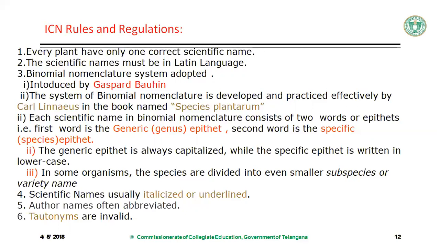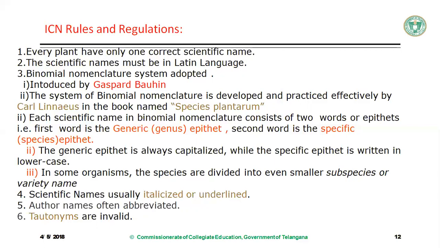Every plant scientific name consists of 2 words only. One is the generic epithet, another one is the specific epithet. So this binomial nomenclature system was introduced by Gaspard Bauhin. This system of binomial nomenclature was developed and practiced effectively by Carl Linnaeus in the book named Species Plantarum.